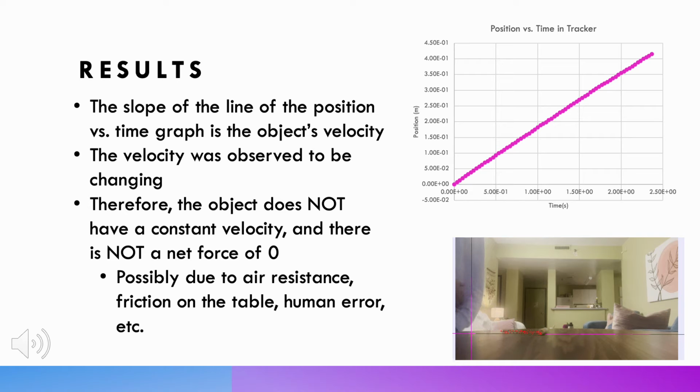The results from the experimental model show that the object's velocity was observed to be changing constantly. Therefore, this object does not have a constant velocity, and there is not a net force of zero. This could be due to air resistance, friction on the table, and other human error.